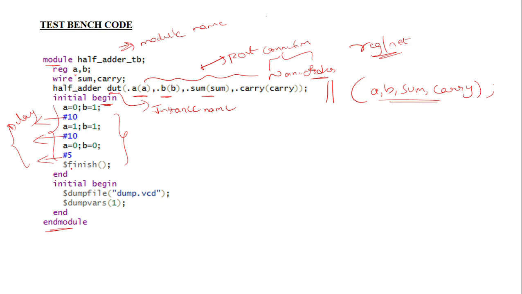So $finish means you have to stop the simulation here. No need to perform any simulation after that. Initially the values are 0. After 10 nanoseconds, and 10 nanoseconds, and 5 nanoseconds, it's simply 25 nanoseconds. So after 25 time units, the simulation will be stopped here. By using this $finish, you simply stop the simulation time, which means no further simulation. That's why I use this keyword here.